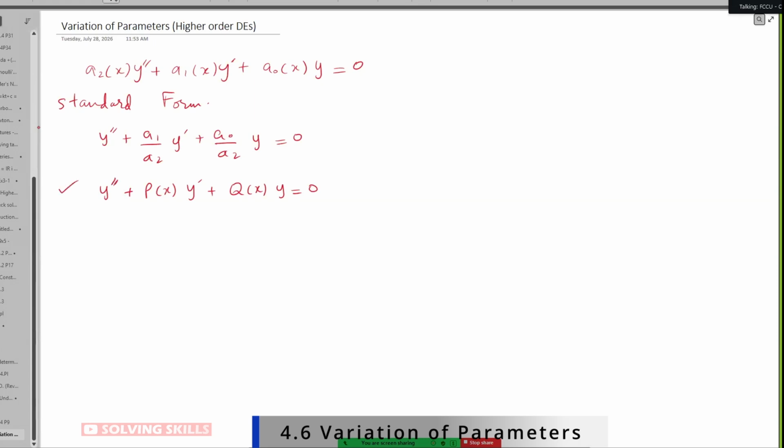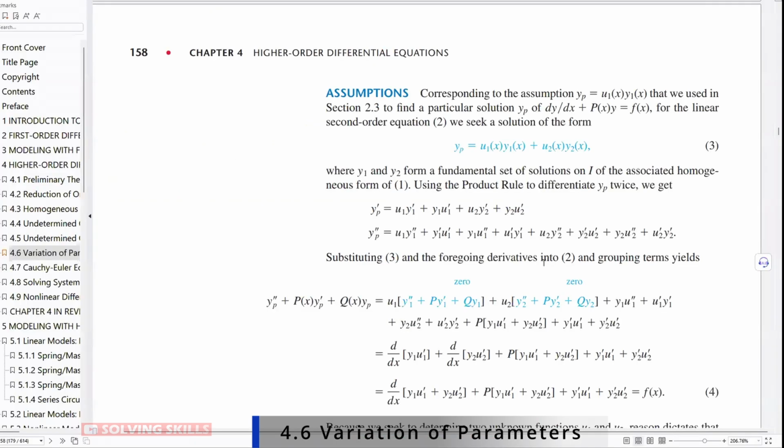So once we have the standard form, initially we have g of x, and when we divide g of x by a2, we are going to get a new function which will be f of x, right? So we assume that the corresponding solution is u1 y1. To find a particular solution, yp, here we are referring back to the variation of parameters of first order, in which we found a solution using a substitution u into y1.